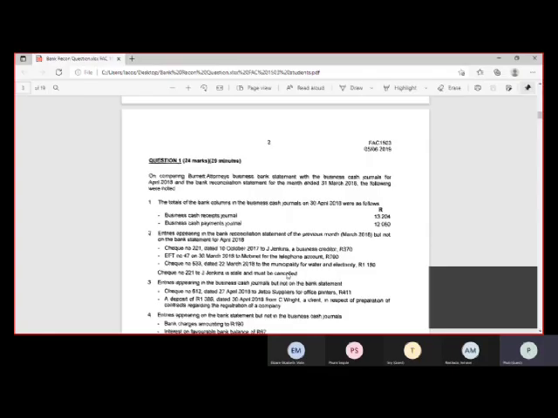Let me open up that page. All right, looking at number 2, where it says the entries appearing in the bank reconciliation statement of the previous month, which is March 2018, but not in the bank statement for April 2018. Check number 221 dated the 10th of October 2017 to J. Jenkins, a business creditor, with an amount of 370. And then we've got an EFT number 47 on the 30th of March 2018 to Mobinet for the telephone account with an amount of 790. And then we've got check number 533 dated the 22nd of May 2018 to the municipality for water and electricity with an amount of 1,180.